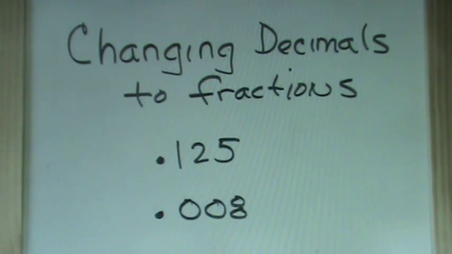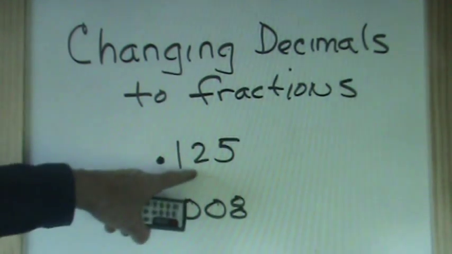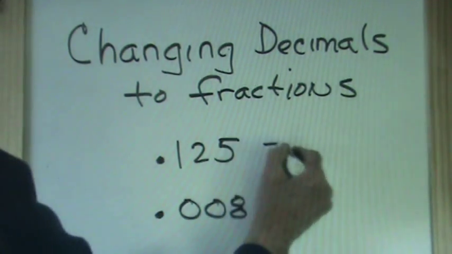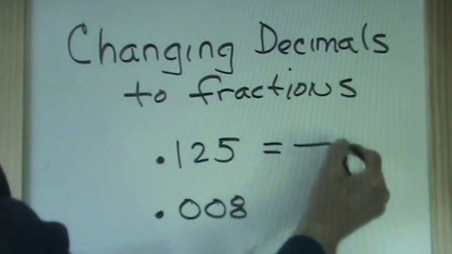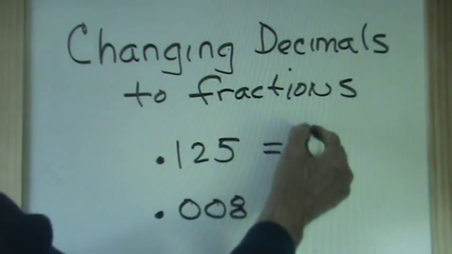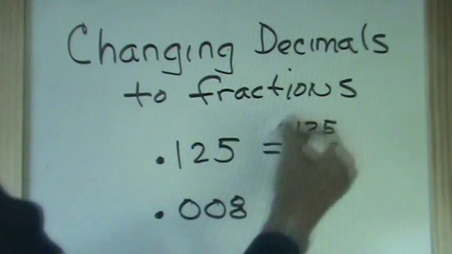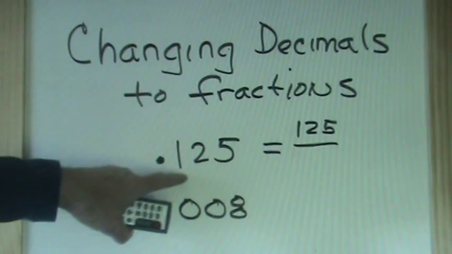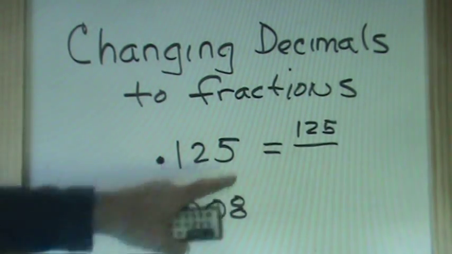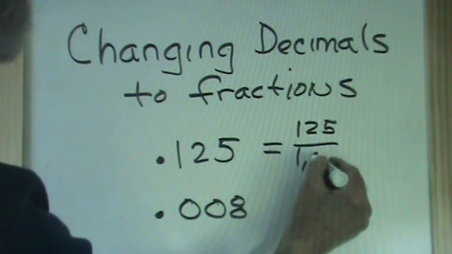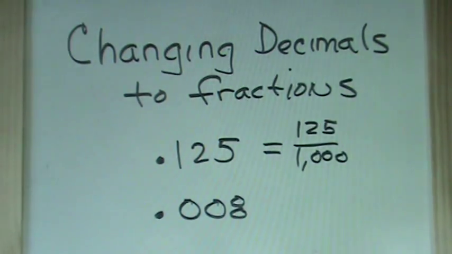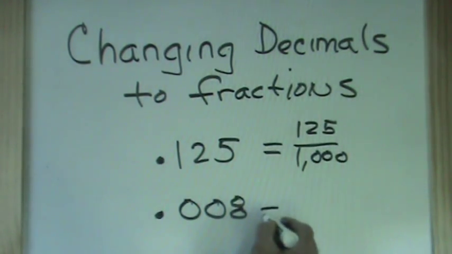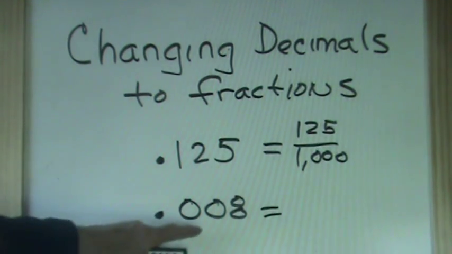Okay, here are 2 more examples. Decimal point 125. Well, if we want to change this into a fraction, we know that the top part of the fraction is 125. And the bottom part of the fraction is the decimal place. Well, this is tens, hundreds, thousandths. This is the thousandths place, so it's 125 thousandths.